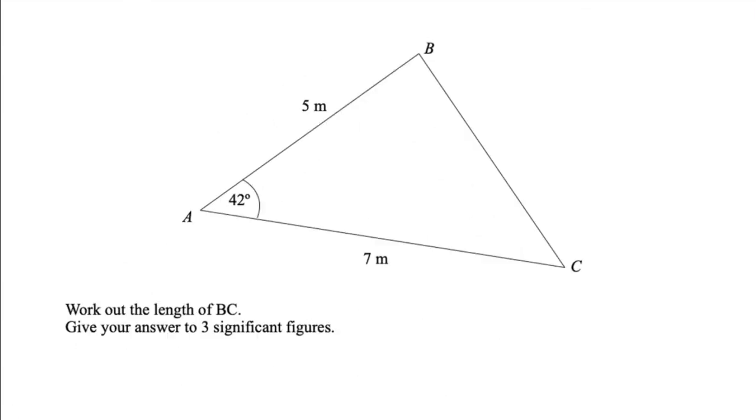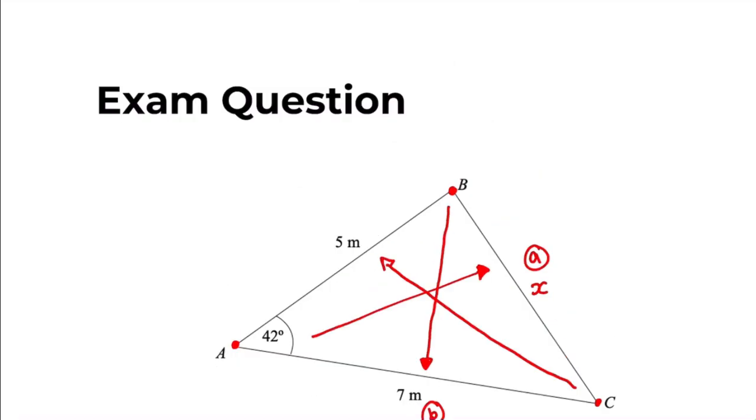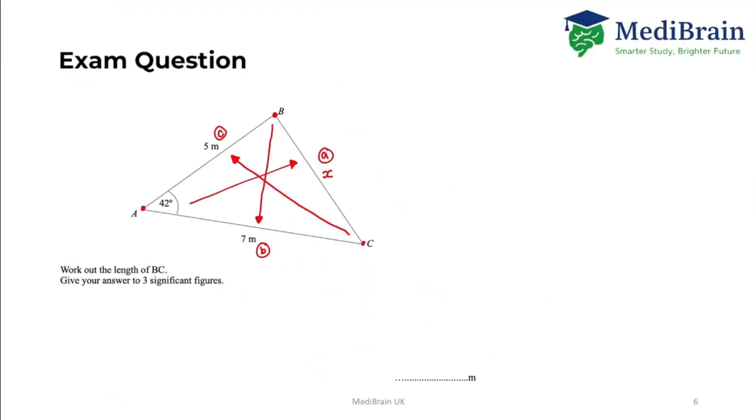Okay, so it says calculate the length of BC. BC is this length over here. A has already been labeled for us, capital A. So the side which is opposite it is going to be lowercase a. B is over here, so the side which is opposite it is going to be lowercase b. And then C is over here, so the side which is opposite it is going to be lowercase c. Okay, so we've labeled our sides.